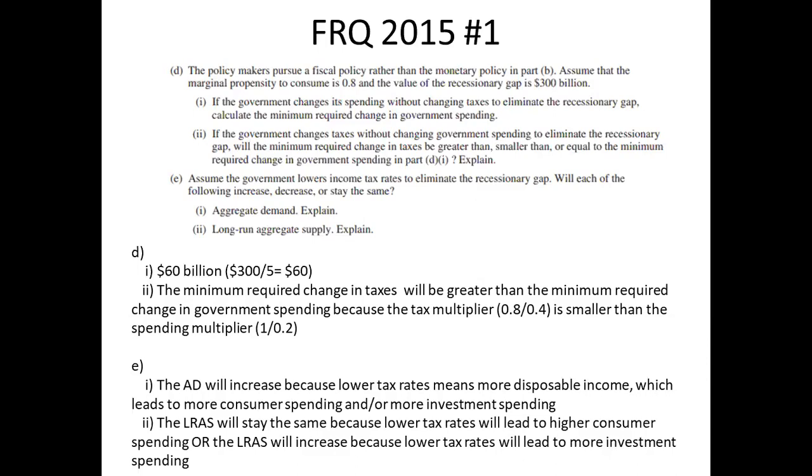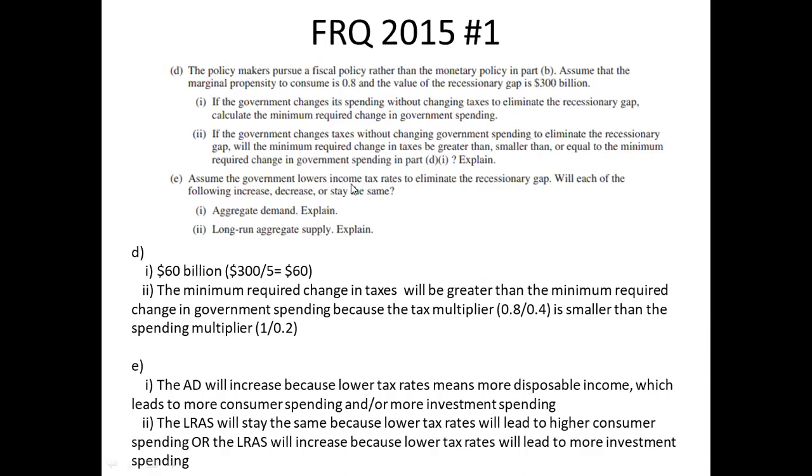Okay, or that is what they wanted you to do, but they will also accept, because they were not clear on it, that the long run aggregate supply is going to increase because it's going to lead to more investment spending. What they should have done here, they should have wrote lowers income tax rates on consumers, but they didn't.